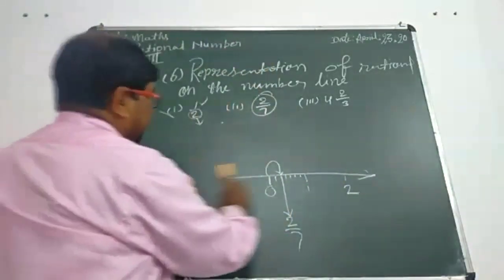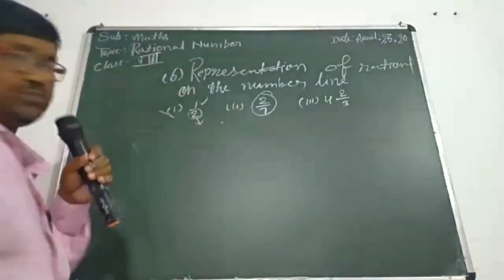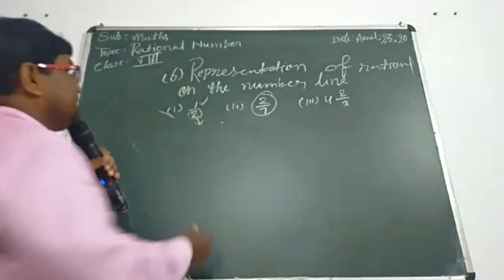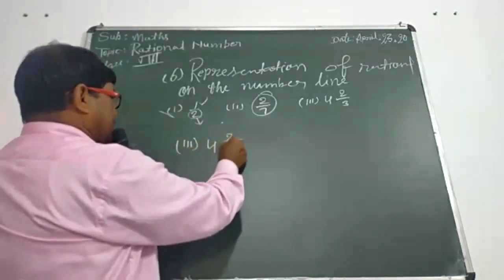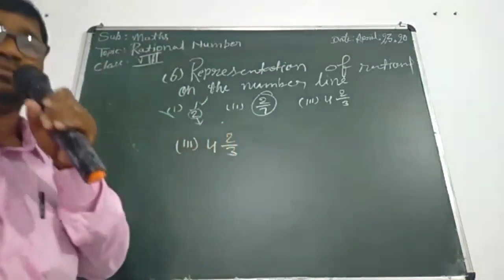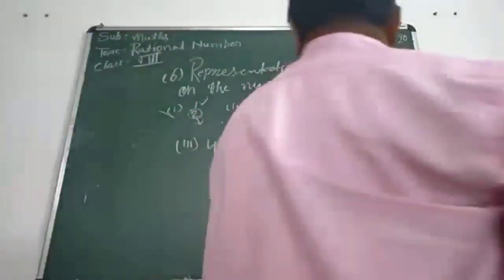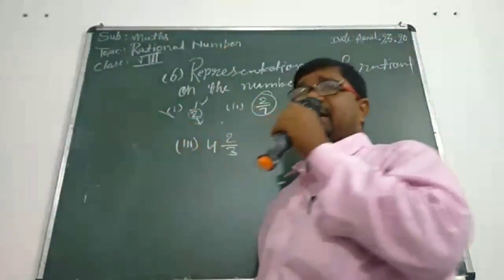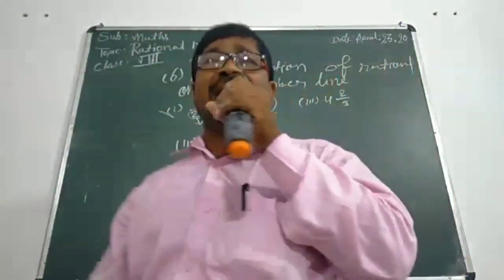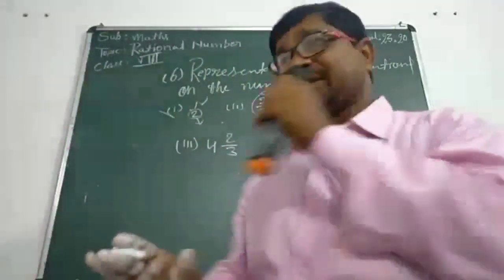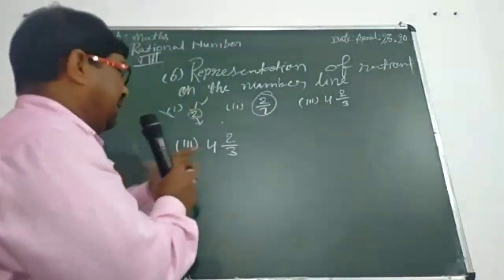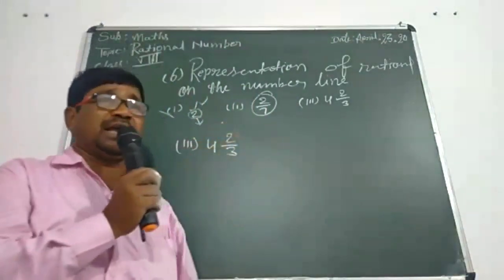Third one, student. Third one. 4 whole number 2 upon 3. This type of fraction is called a mixed fraction. This type of fraction is called a mixed fraction. 4 whole number 2 upon 3.